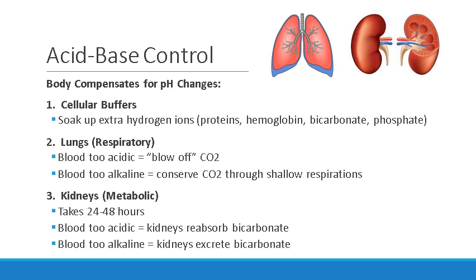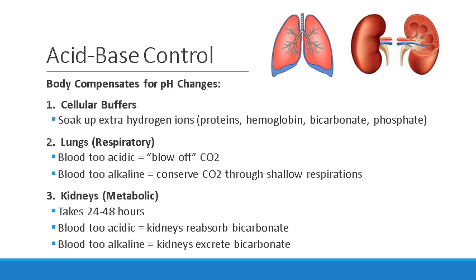From a metabolic perspective, we're always talking about the kidneys. The kidneys don't really kick into high gear until about 24 to 48 hours after an acid-base imbalance has occurred. First, those cellular buffers will try to do their job. That doesn't work. Then our lungs will try to change the way we're breathing to help bring the pH of our blood back to normal. If that doesn't work, then our kidneys will start to help correct that acid-base imbalance, and we call that metabolic. That takes 24 to 48 hours.